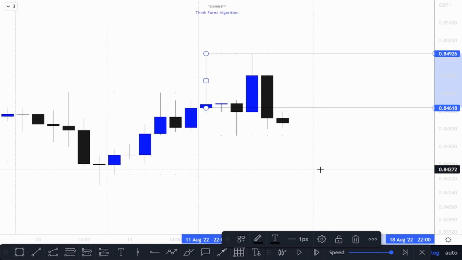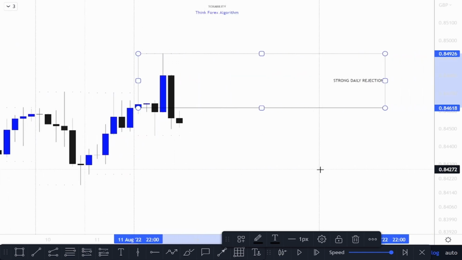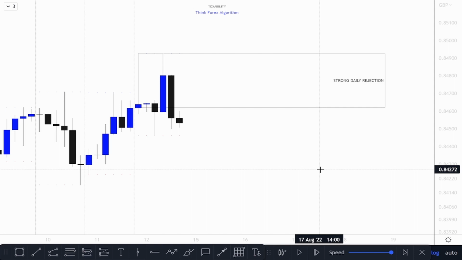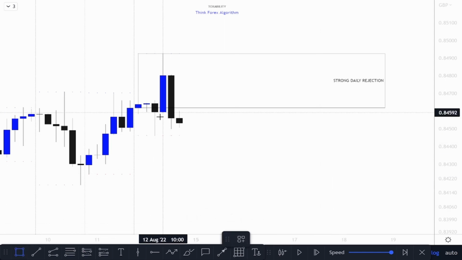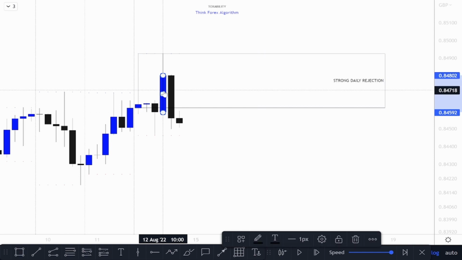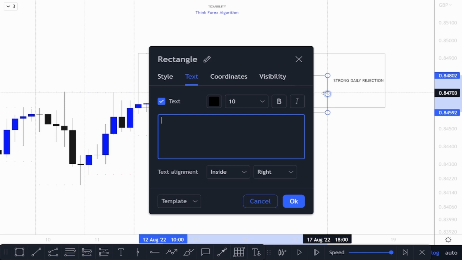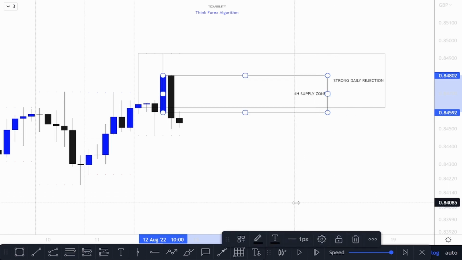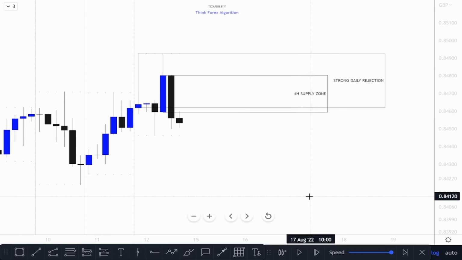Once we drop down to 4H, we're seeing if there's any more confluences. It's about building up a story. So we can see that within that strong daily rejection, what caused it was that there was a supply zone over here. That rejection caused a strong supply zone. So right here, we are going to mark out our 4H supply zone. Every time frame that we see something happen, we mark it out and we leave it as we're dropping down.